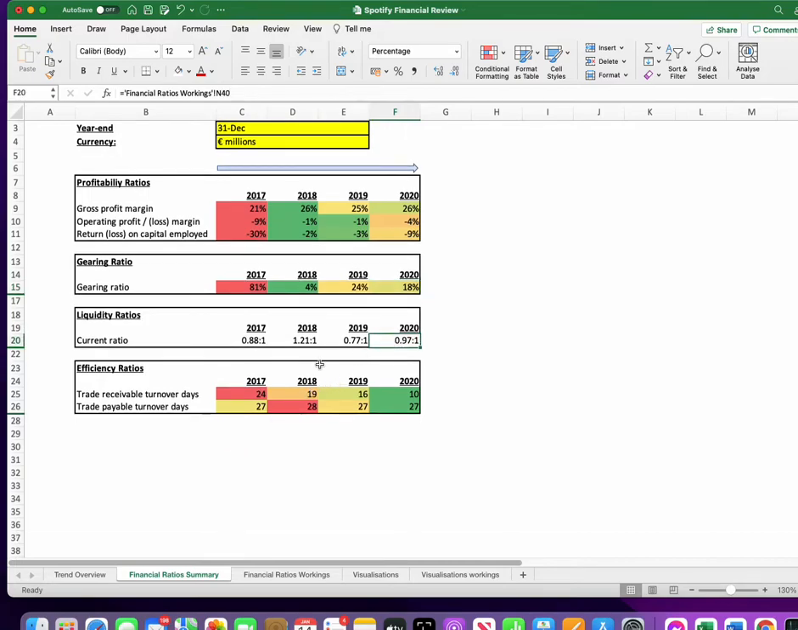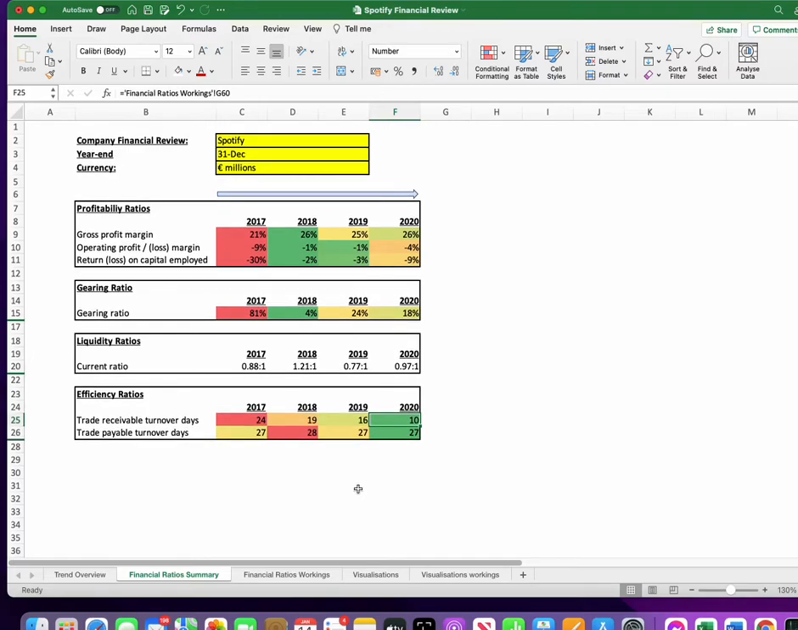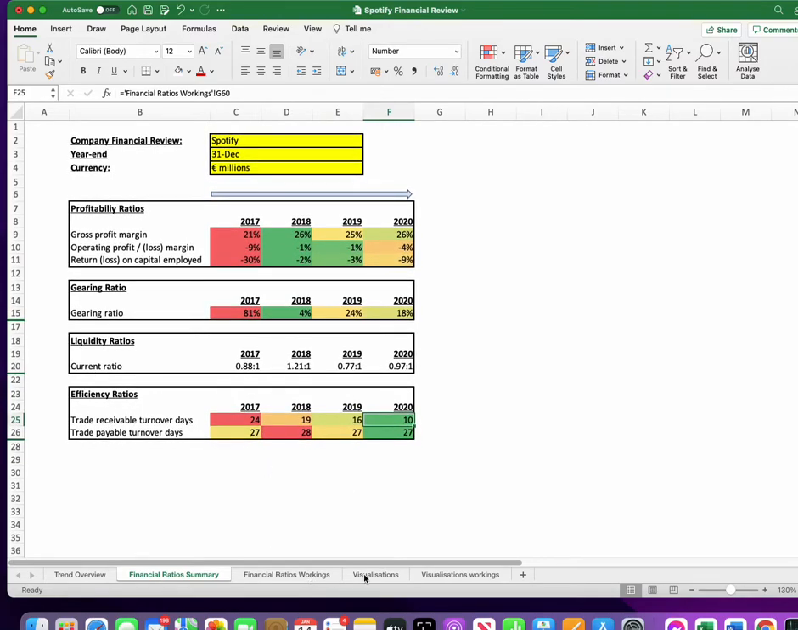So that's that one. In terms of their efficiency ratio, their trade receivable turnover days is on average how often are they receiving money from their trade receivables? That is coming down, which is good. Trade payables, on average, how long is it taking them to pay their suppliers? On average, that's around 27, 28 days. So that is their 4-year trends we can compare here, and the workings are available.